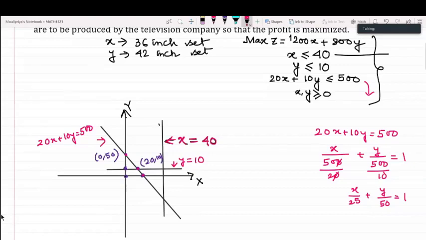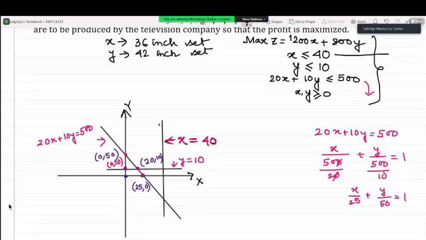This would be 25, 0. Right? Yes, ma'am. And this, as we know, is 0, 10, right? I hope I am clear till this. Yes, ma'am.